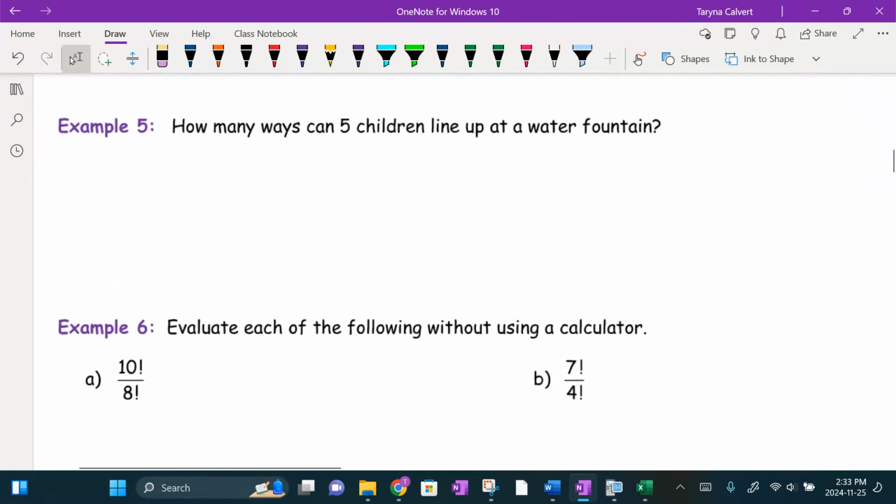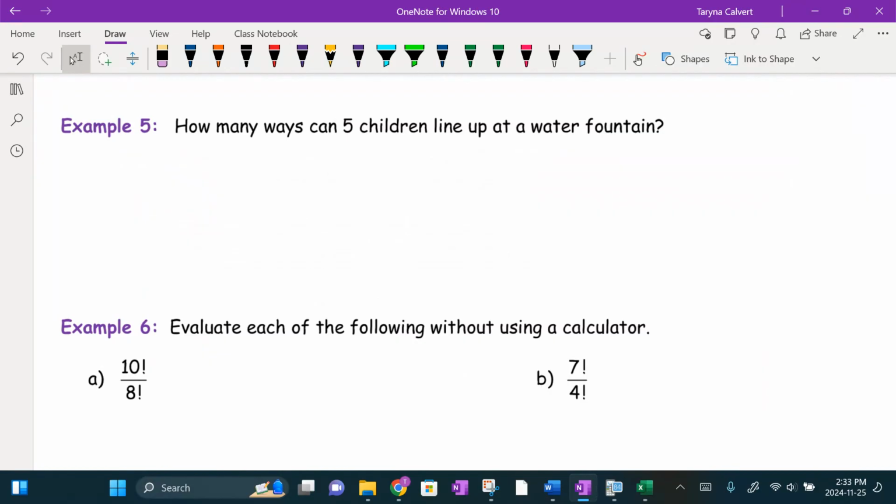Okay. So then here, how many ways can 5 children line up at a water fountain? With this one, if we're lining them up, can you see that this would just be 5 factorial? When you're lining 5 children up, there are no restrictions on boy or girl. We know that I have 5 choices for who gets to go first. Then I only have 4 choices for the second person, 3, 2, and 1. So this would be the same as 5 factorial.